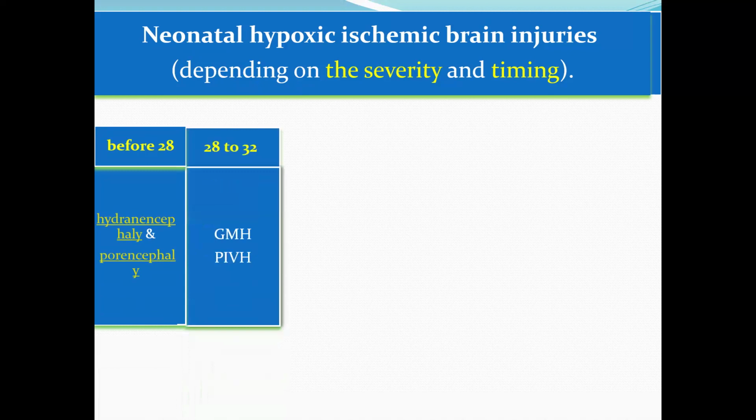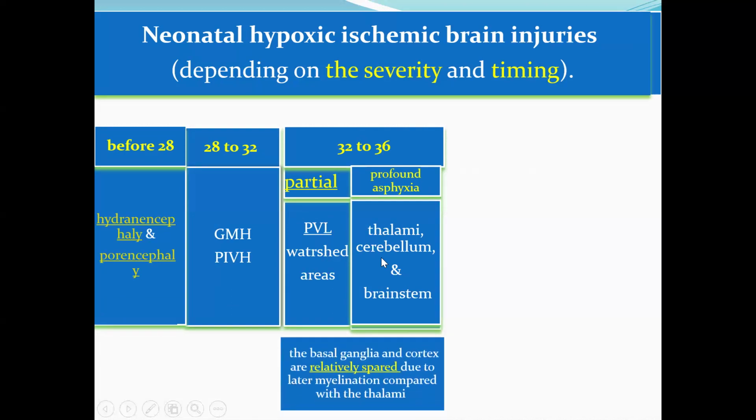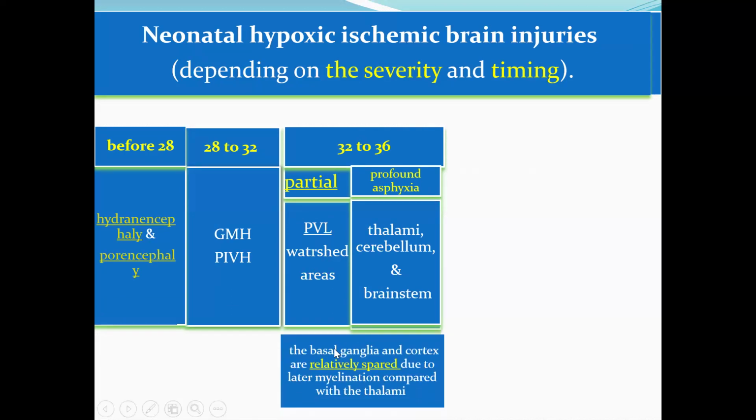If between 28 to 32 weeks, likely it will present with germinal matrix hemorrhage. Between 32 to 36 weeks, if it is partial, it will affect the watershed areas, which is the periventricular area in this age. It will present with PVL. If profound hypoxia, it will affect the thalami with cerebellum and the brainstem, and will spare the basal ganglia and the cortex due to later myelination.